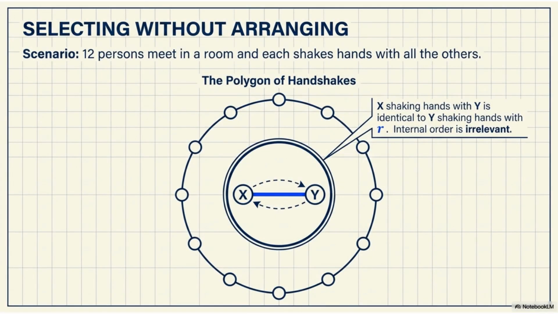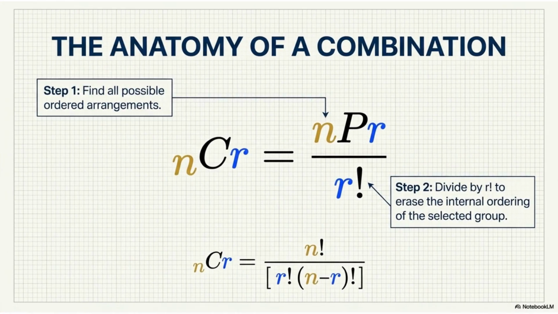Sometimes, the internal order doesn't matter at all. For example, in a room of 12 people shaking hands, X shaking hands with Y is the same as Y shaking hands with X. Here, we are selecting, not arranging. This brings us to combinations. To find the number of unique groups, we take the permutations and divide by r factorial to erase the importance of internal ordering within the selected group.